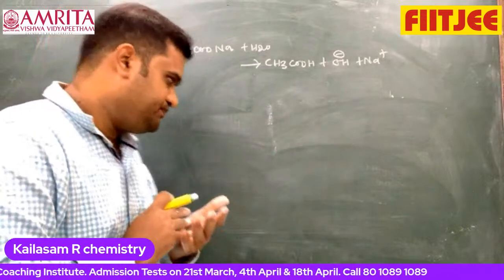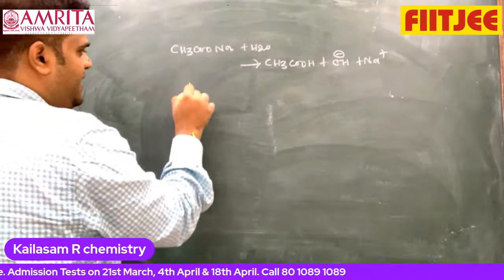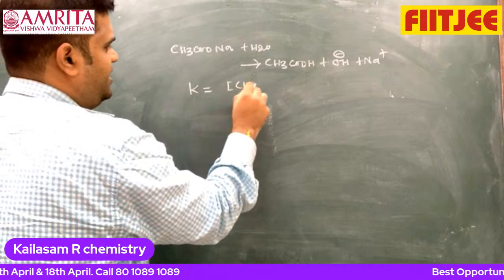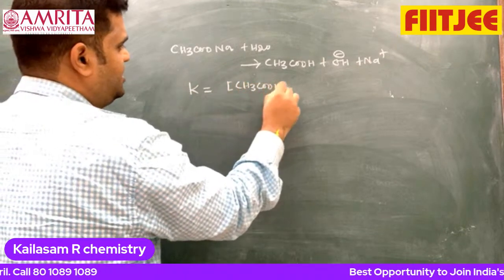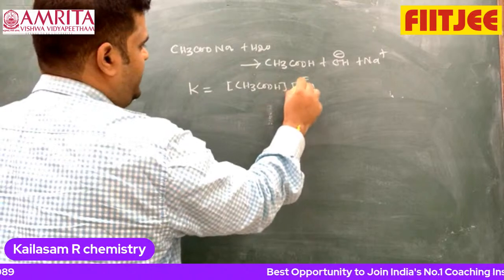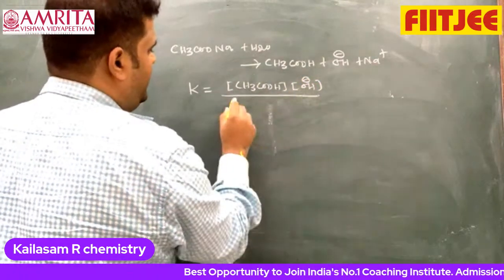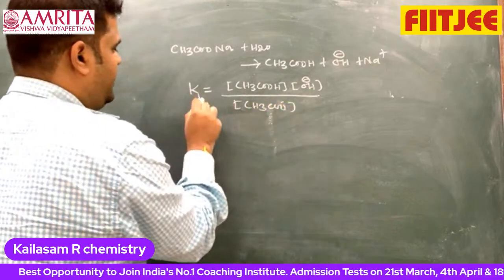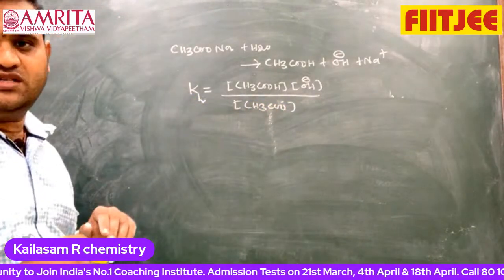Now look at this. I can write K equal to [CH3COOH][OH⁻] divided by [CH3COO⁻]. This is called KH. KH is called the hydrolysis constant.